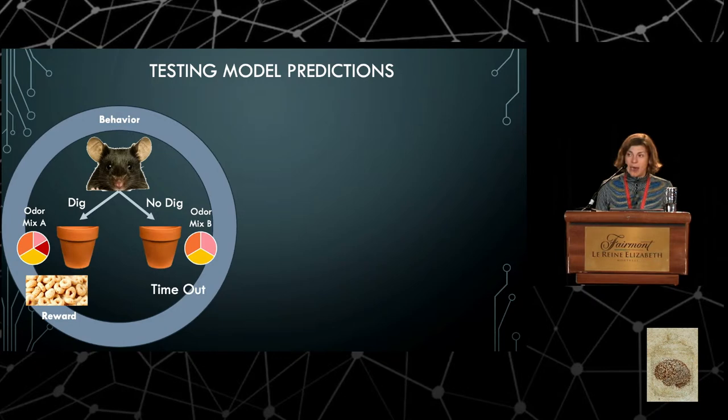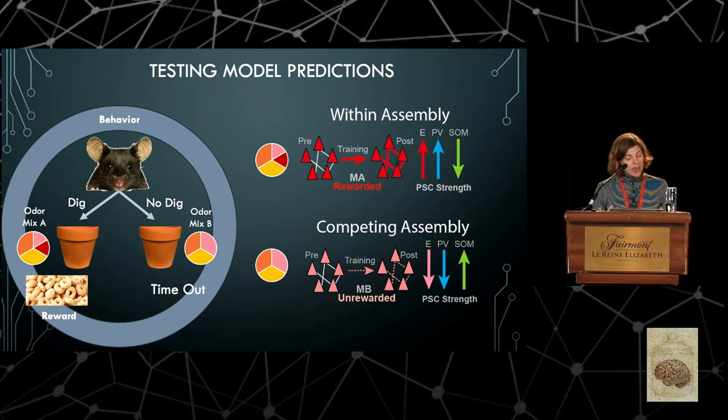So we're back into our foraging task. And what we're thinking about here is that when we think about our assemblies in the foraging task, the rewarded odor is the within assembly, the assembly we wanted to form. And the unrewarded assembly is really a competing assembly. Because when the animals are doing this task, one of these is going to get them a reward and one of them isn't. So you can see a competition could be happening.